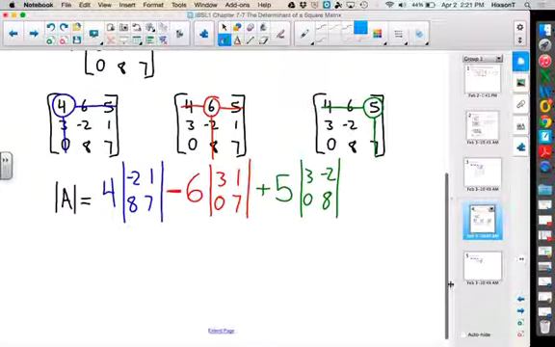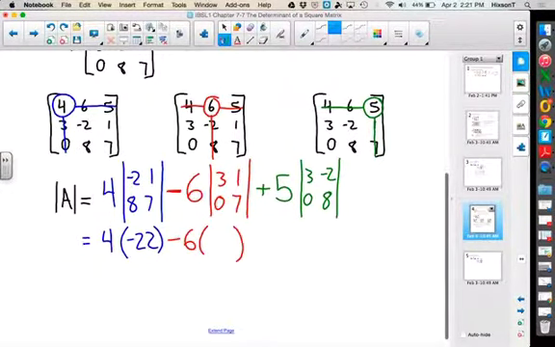Now, we're finding determinants of 2 by 2 matrices, right? So it's back to -2 times 7 minus 1 times 8. Alright, so we have 4 times a -22. Okay? Then it's -6 times 21 minus 0. So 21. Okay? Then we have a plus 5 times 24. 24 minus 0 is 24. Good. Okay?